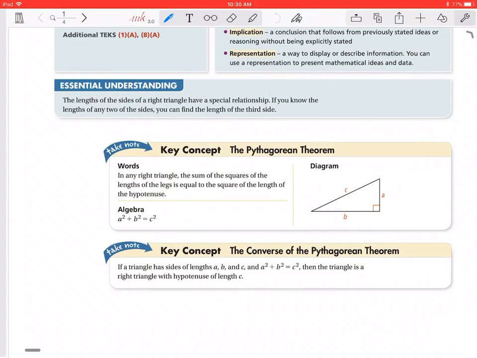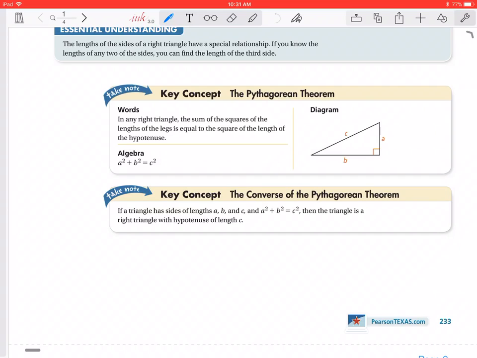Now, we can understand that the lengths and sides of right triangles have a special relationship, and we can only use the Pythagorean theorem with right triangles. If you know the lengths of any two sides, you can find the length of the third side. This is just a preview of the future. The Pythagorean theorem also leads us into trigonometry, where we only really need one side and an angle, and that can lead us into finding the missing angles, which is quite wonderful and really neat, and it's what's beautiful about math.